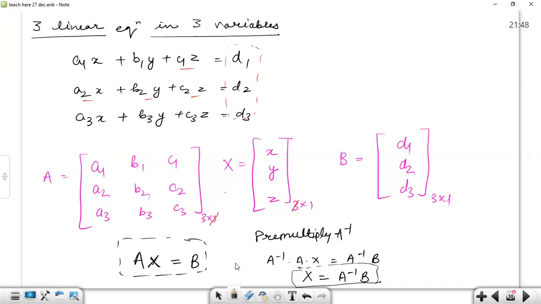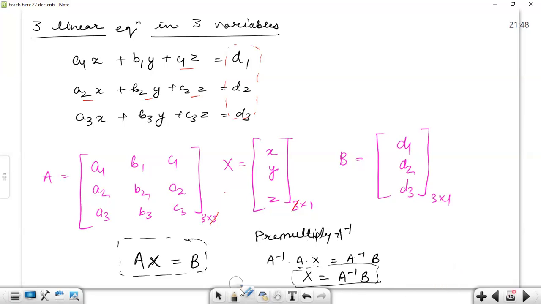Okay. Now, if you think about the multiplication of A inverse, order will be 3 by 3 and B's order is 3 by 1. So if you multiply both of these, 3 are the same. So what is remaining? 3 cross 1. X is also 3 cross 1. So after equating those two matrices, you will be able to find out the value of X matrix.